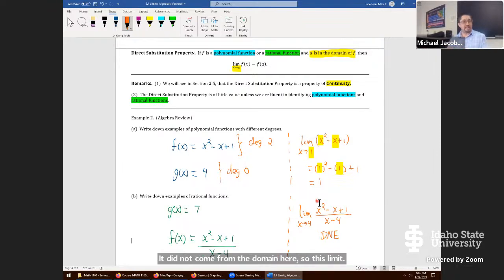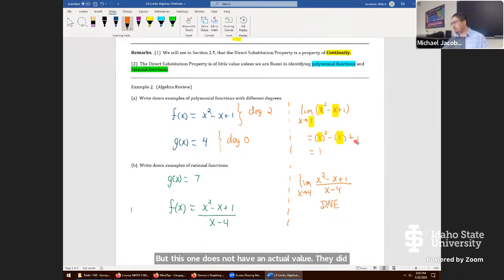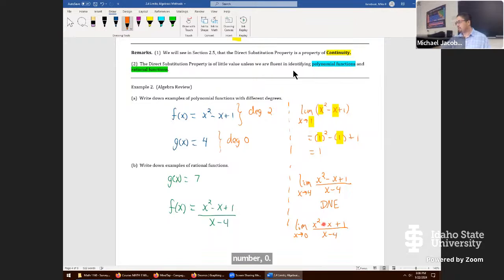I don't know the particular way; it doesn't exist. It might blow up to positive infinity, come down to negative infinity, but this one does not have an actual value. If you did it instead this way, limit as x tends towards, let's do a nice number, 0, for x squared minus x plus 1 over x minus 4.